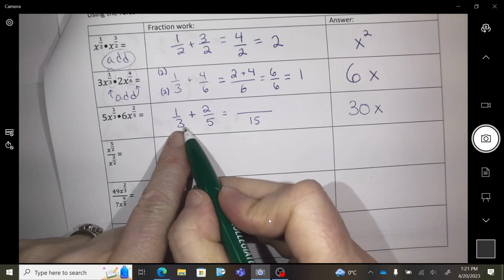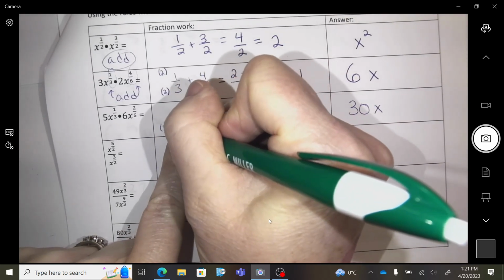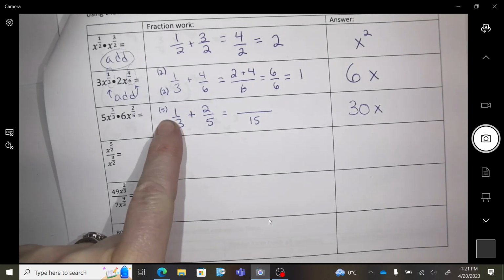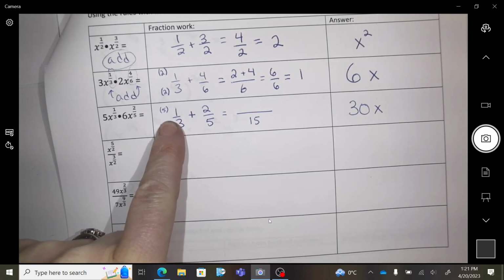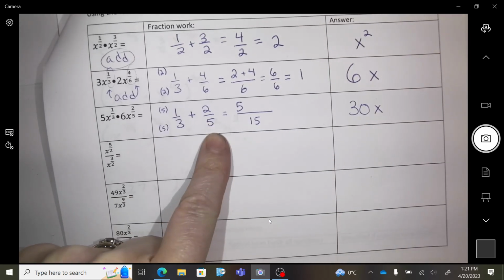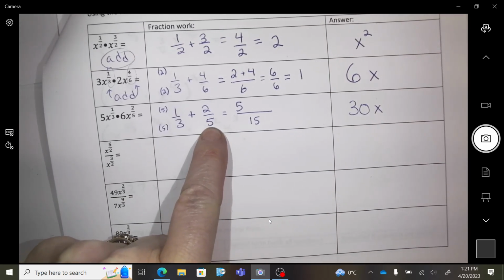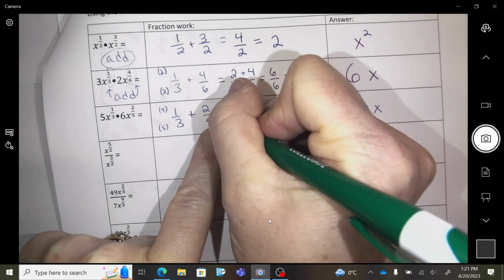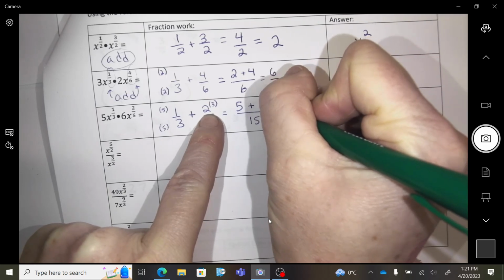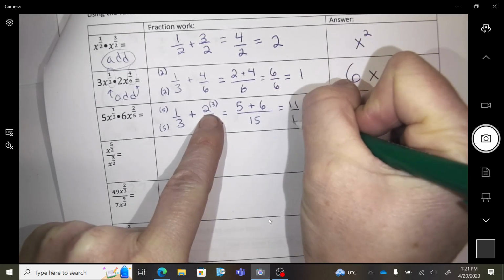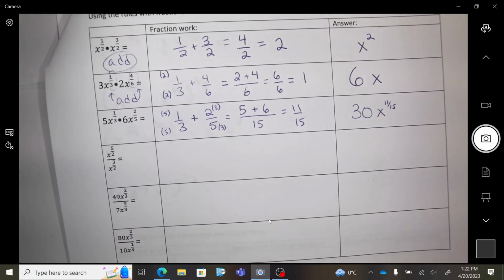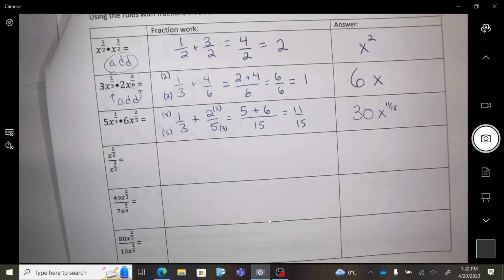So I'm going to change this to a 15 by multiplying it by 5. So then the top becomes a 5. I'm going to change this into a 15 by multiplying by 3. So that would turn into a 6. And it stays like that.